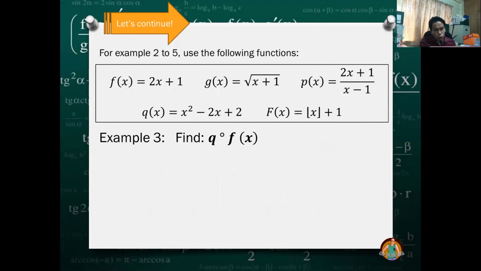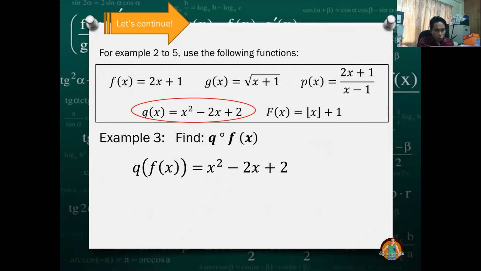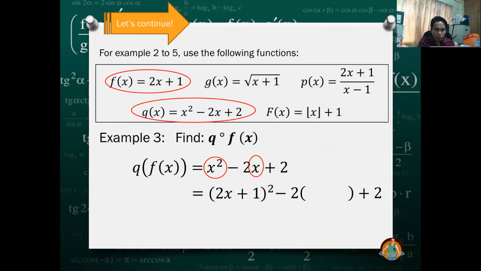Find q circle of f of x. Okay? So our base function is q, which is x squared minus 2x plus 2. So, dalawang x dito. So, lahat ng x papalitan ng ano? Papalitan natin ng f of x. Kasi yun yung hinihingi sa problem. Okay? So, papalitan natin. Of course, yung x squared papalitan ng 2x plus 1 squared. At yung minus 2x magiging minus 2 times 2x plus 1. So, lahat ng x pinalitan lang ng 2x plus 1, which is our f of x.